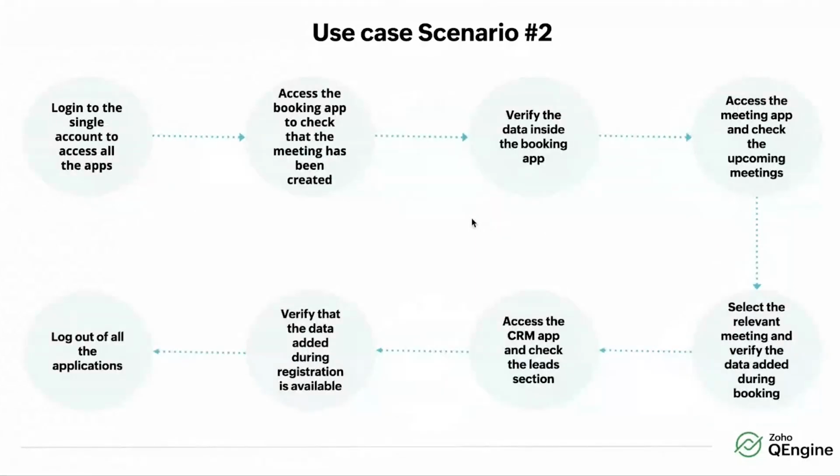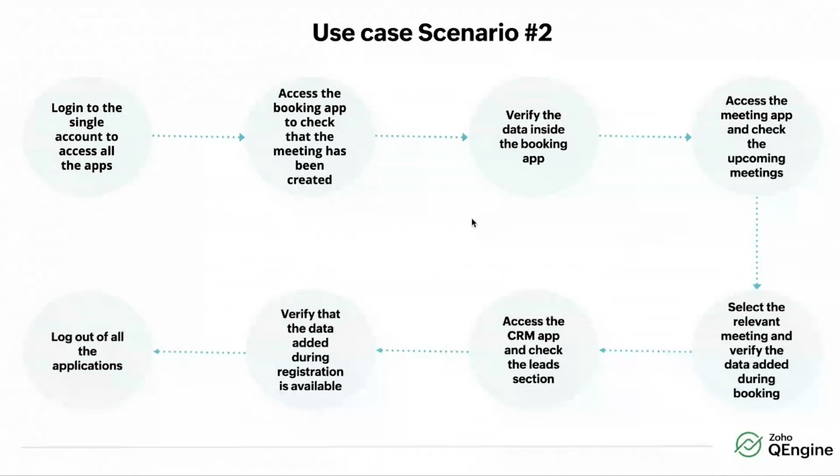In the second scenario, it will be the same form that we created. Whatever data was added into the bookings application, we'll be using three different applications within the Zoho ecosystem to check if the integrations work just fine. So the very first step is we'll be logging in to the Zoho account, and then we'll be accessing the booking app to check if the meeting has been created, just like we saw in the booking form.